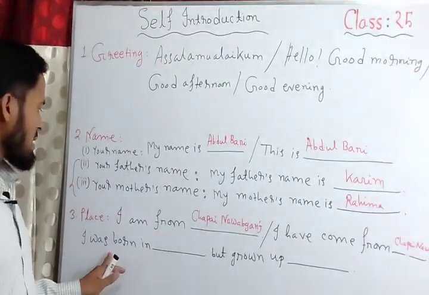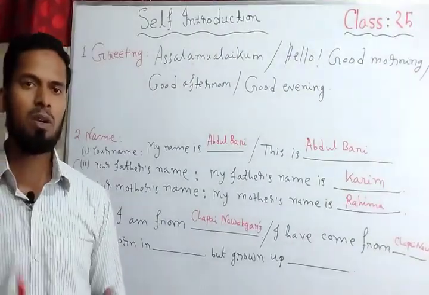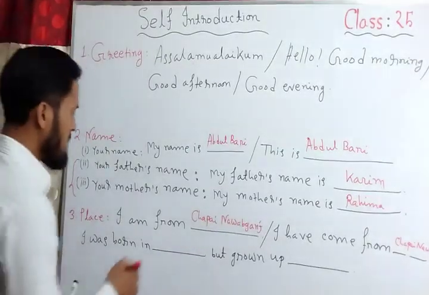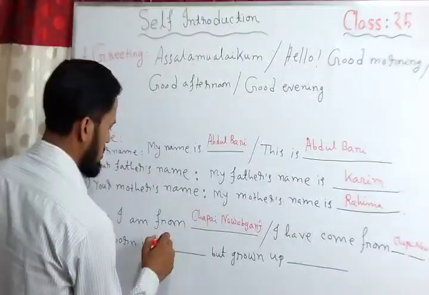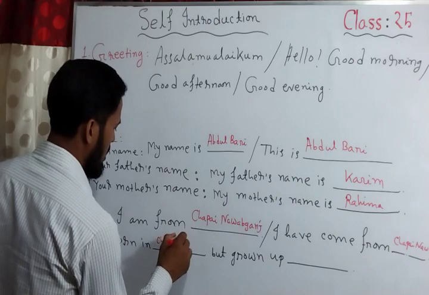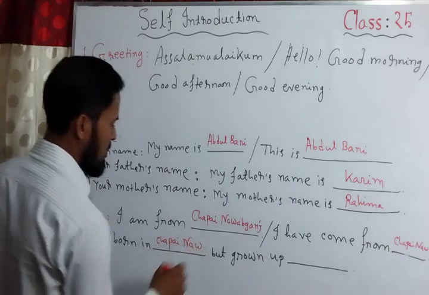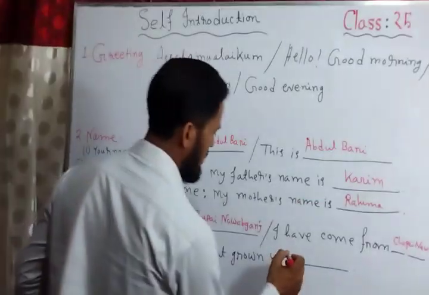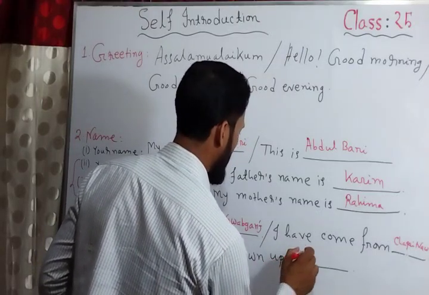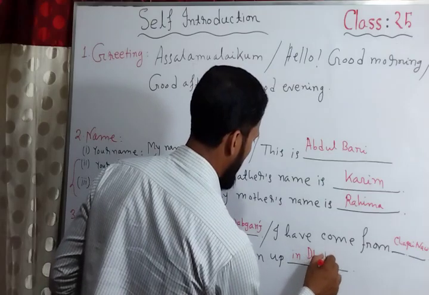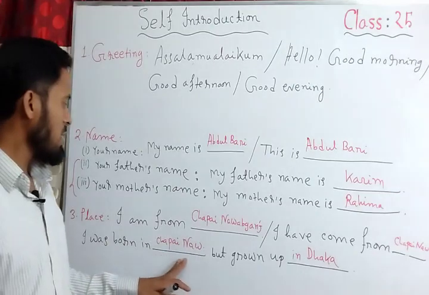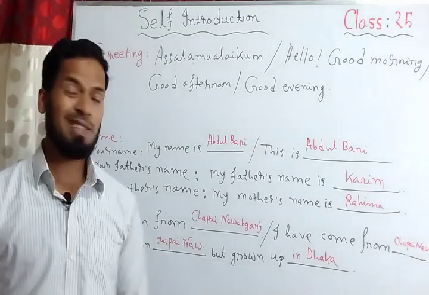Then you can also add I was born in. That means where you were born. I was born in Chapai Nawabganj but grown up in Dhaka. I was born in Chapai Nawabganj but grown up in Dhaka.